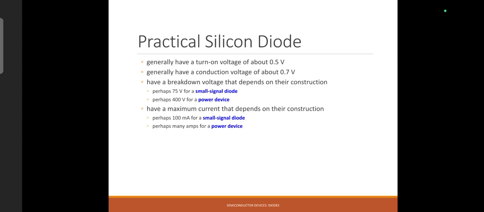Now let's look at the characteristics of a practical silicon diode. Unlike an ideal diode, a practical silicon diode requires a minimum forward voltage of about 0.7 volts before it starts conducting current efficiently. This is known as the cut-in voltage or forward voltage. Every diode also has a breakdown voltage, which is the maximum reverse voltage it can withstand before conducting heavily. In addition, diodes have a maximum current rating. Exceeding this value may damage the device. Therefore, while designing electronic circuits, it is important to select a diode with a suitable voltage and current rating.